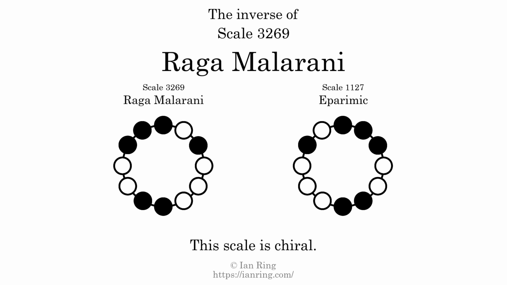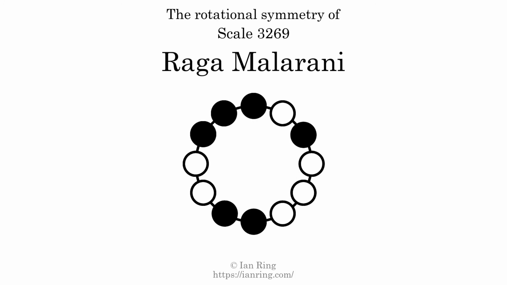The inverse of a scale is a mirror image. It is what you get when the sequence of intervals is reversed. The inverse of this scale is scale 1127, also known as epiremic. This scale is chiral. It cannot transform into its inverse by rotational transformation. This scale has no rotational symmetry.